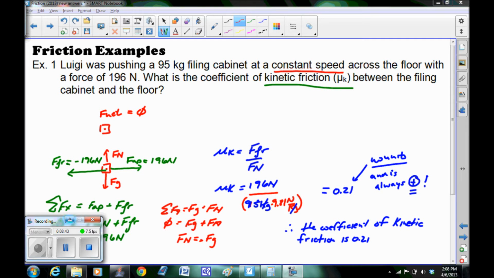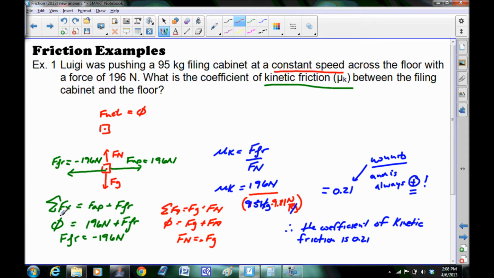Okay, now the remaining examples are from your workbook. So this is friction example 1. We've got Luigi pushing a 95 kilogram filing cabinet at a constant speed across the floor with a force of 196 newtons. And we want to know the coefficient of kinetic friction between the filing cabinet and the floor.